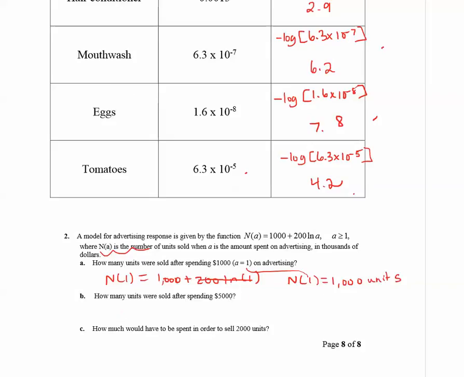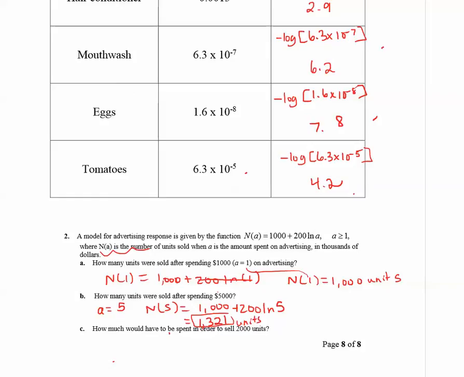How many units were sold after spending $5,000? Well, for $5,000, A would be 5. So N of 5 is 1,000 plus 200 times the natural log of 5. So 1,000 plus 200 ln of 5. You should be able to enter that in one entry in your calculator. And that gives you 1,321. Now you do have 0.887. I haven't really sold the next unit yet, so I'm going to round that down to 1,321 units.